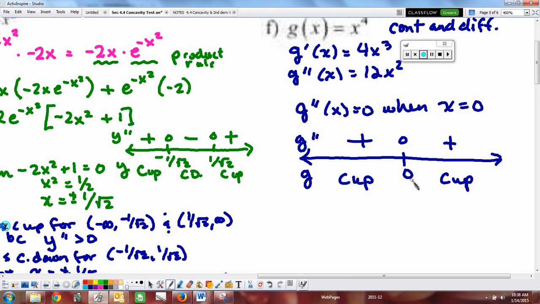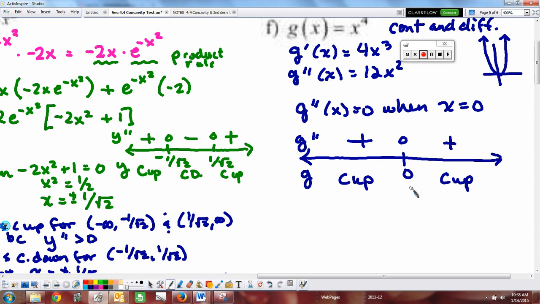This is an actual point on the graph. Remember, g was continuous and differentiable, and you should know what x to the fourth looks like. It's essentially a parabola-like graph that comes in like this. So the graph is concave up and decreasing, and then it's concave up and increasing, and yet here you had a second derivative equal to 0. You need to know that that's a point on the graph.